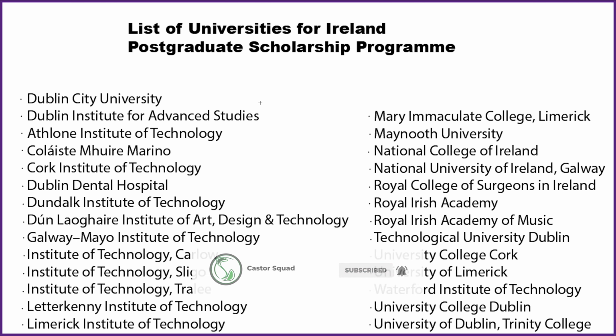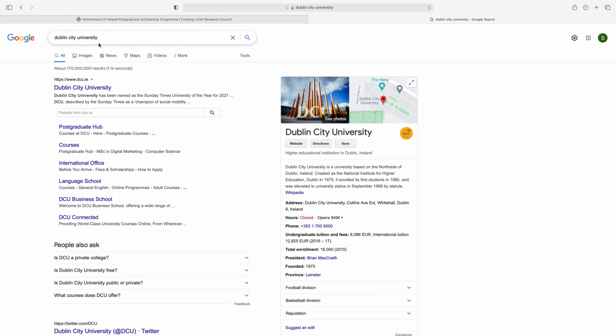Let's start the video. So guys, here you can see some university names where you can apply for postgraduate scholarship. First of all, you have to select the university where you want to apply for the scholarship. After selecting the university, just search for it on Google. For example, I select this first university, Dublin City University, and I search Dublin City University on Google. On the right side you can see the Dublin City University website. So click here.